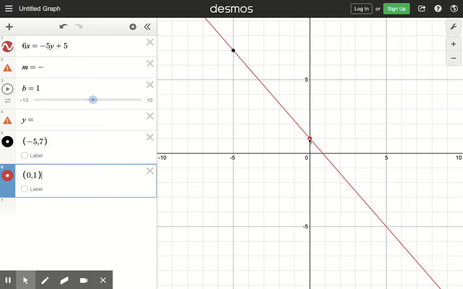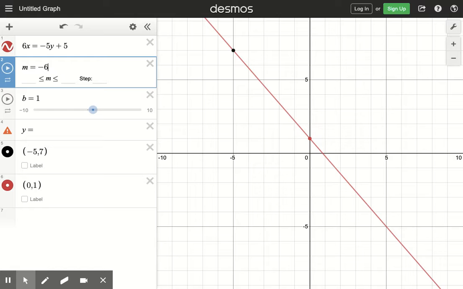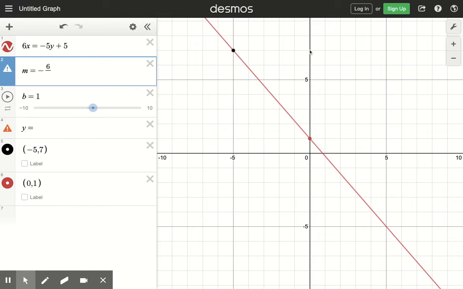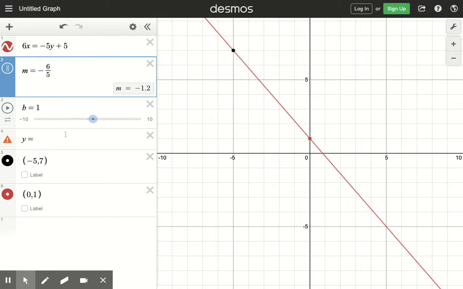So basically, I'm going to count my slope from our beginning, our 0, 1, over to our end, which is our negative 5, 7. So we have to stay on the lines when we count. We have a rise of 1, 2, 3, 4, 5, 6. So my rise is 6. And then my run is 1, 2, 3, 4, 5. So my slope is negative 6/5.